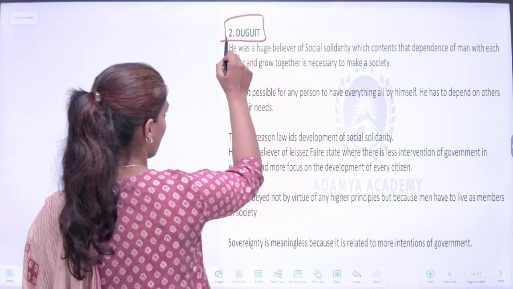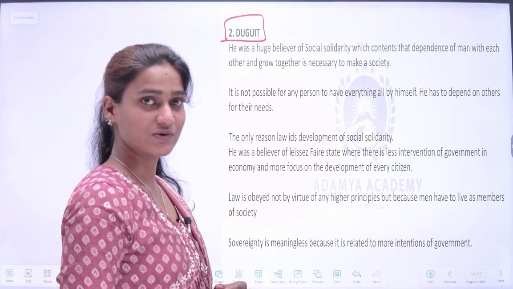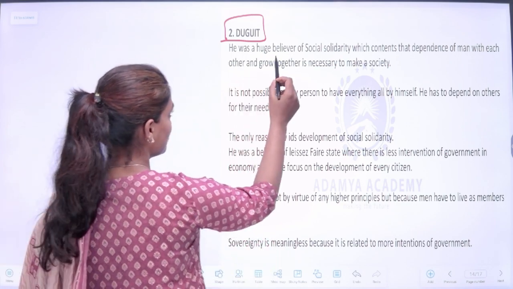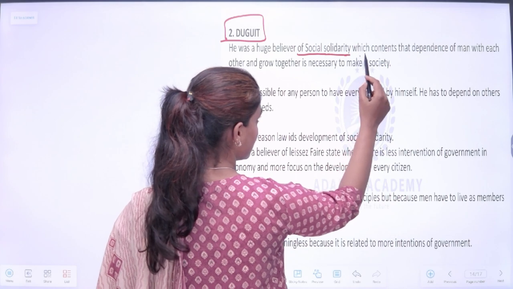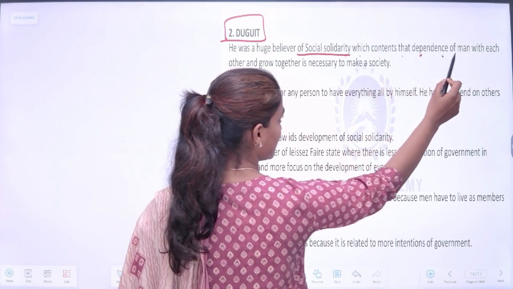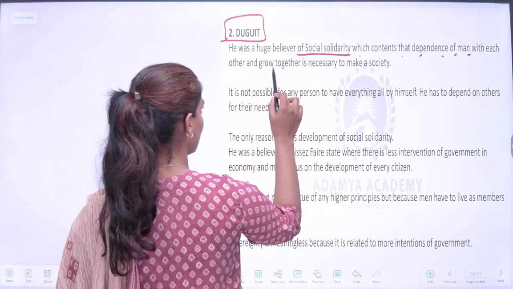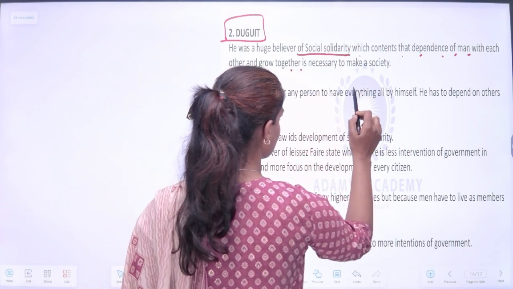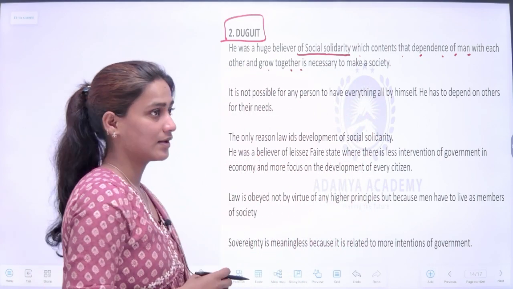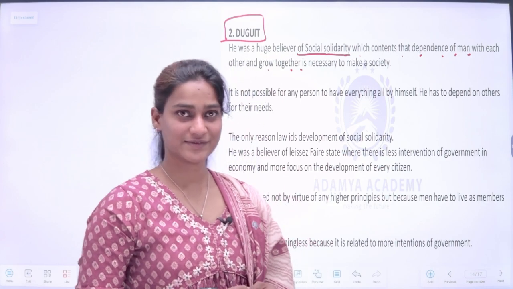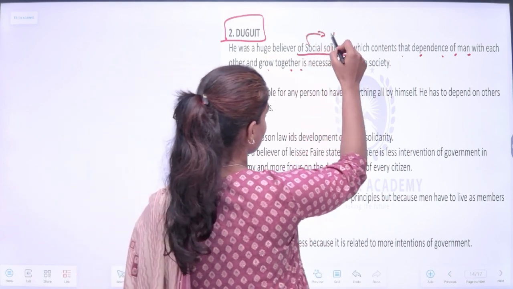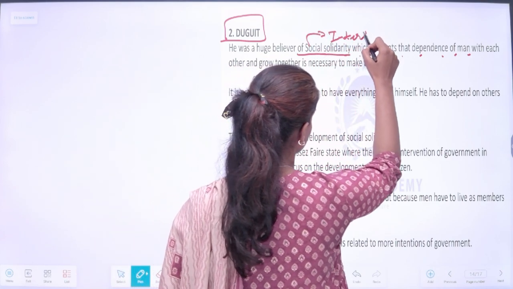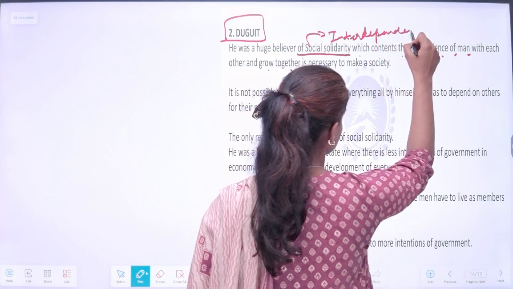Then the next propounder of the sociological school is Duguit. He was a huge believer of social solidarity, which contends that the interdependence of men, who help each other and grow together, is necessary to make a society. So what does social solidarity mean? It means interdependence of men.